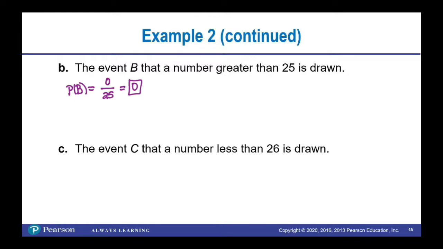Now look at part C. Event C is that a number less than 26 is drawn. Our notation is a capital P with the C in parentheses. All of my numbers are less than 26, so I have 25 numbers less than 26 divided by 25 total numbers, and 25 over 25 is 1. This is what we call a certain event, and a certain event will have a probability of 1.